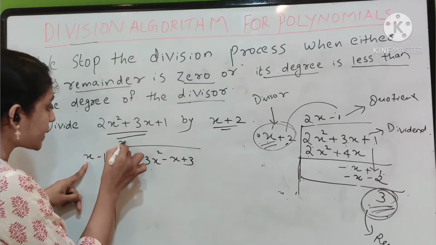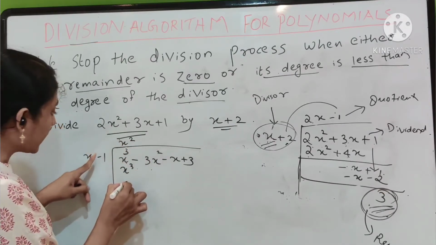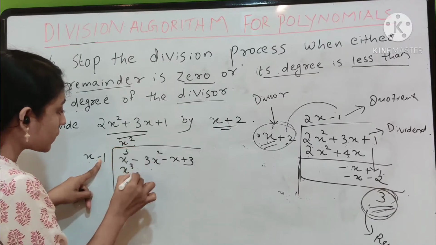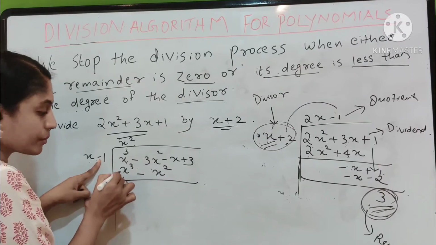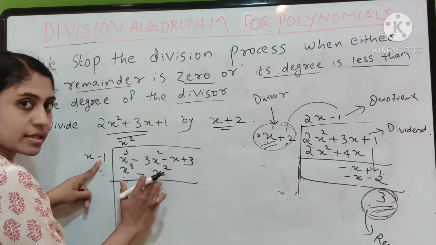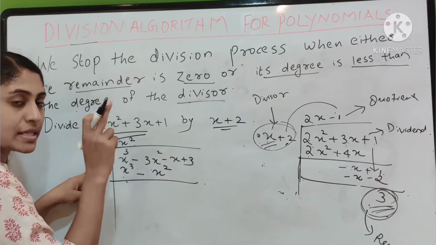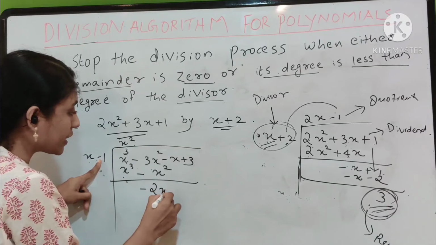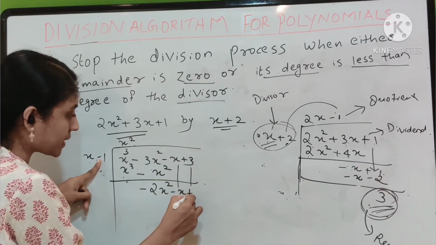X into x square, it is x cube. Then minus 1 into x square, it is minus x square. Now we have to cancel the x cube term, so you have to do minus. So subtract this term and this term as well. So minus 3x square minus of minus x square. Minus 3 plus 1, it is minus 2. So minus 2x square. Then write these two terms, minus x plus 3.